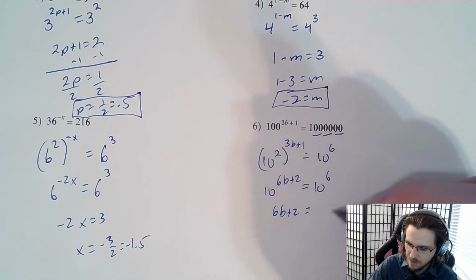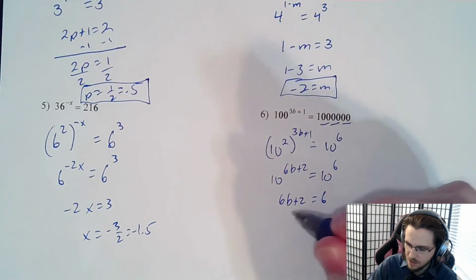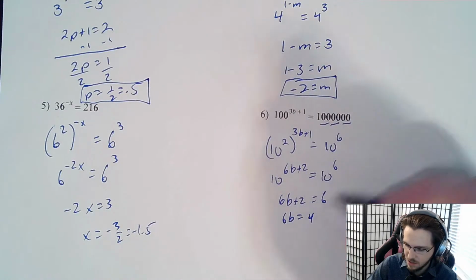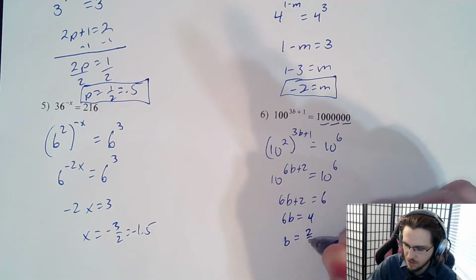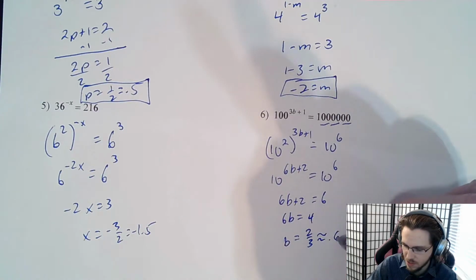6b plus 2 equals 6. Subtract 2 on both sides. Divide both sides by 6. You get 2/3, or the decimal version of 0.667.